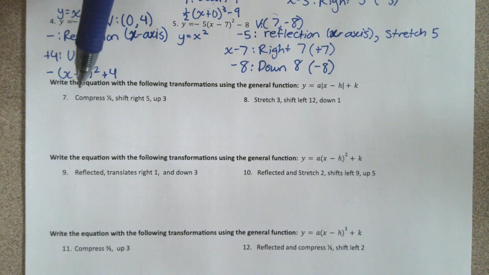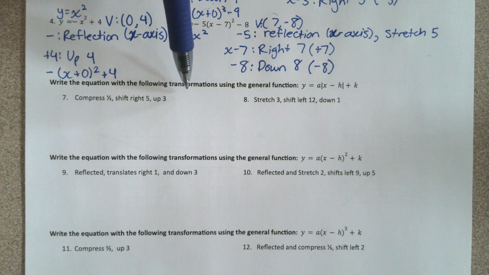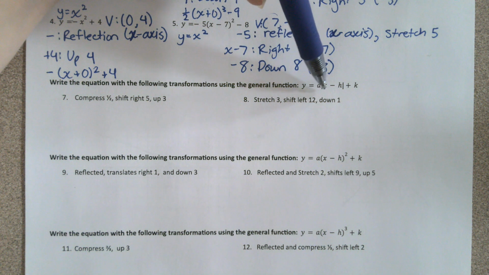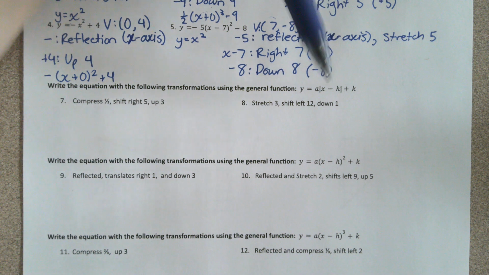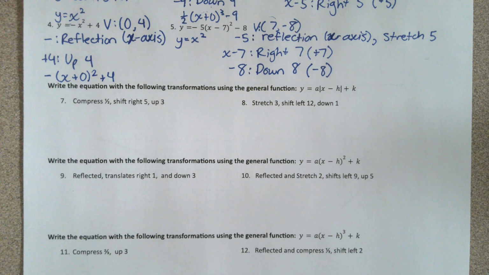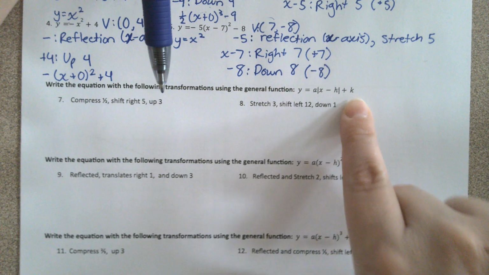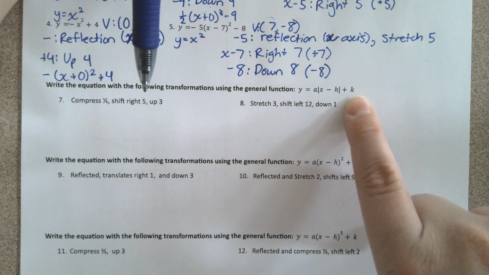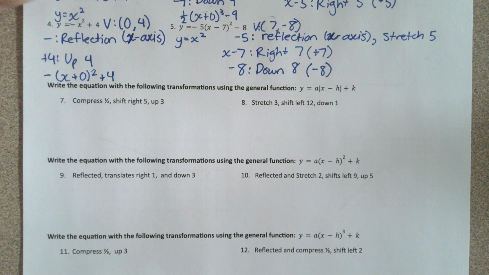So for this set, we are writing the equation with the following transformations using the general function y equals a times absolute value of x minus h plus k. And this is in the absolute value function. So basically, this is what our equation is going to look like. We may not have an a, it just depends. We may not have an h, and we may not have a k. Depends on what it is.